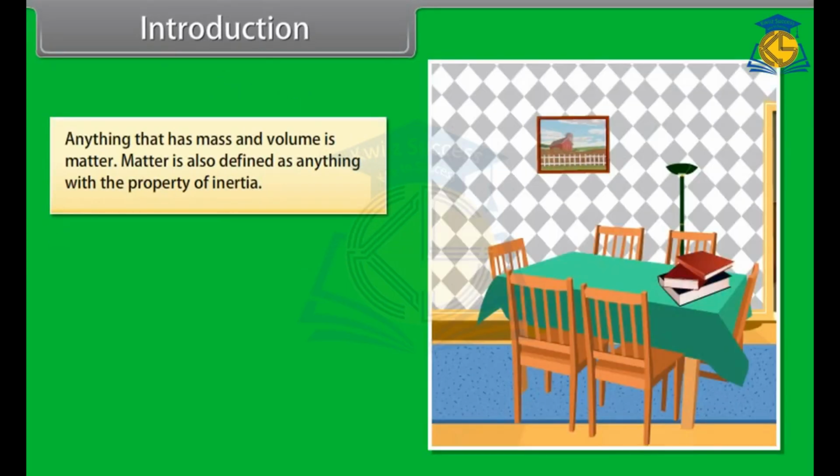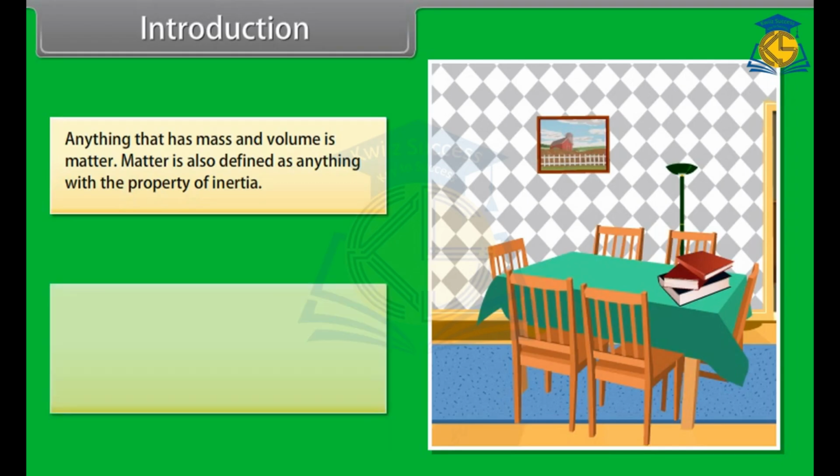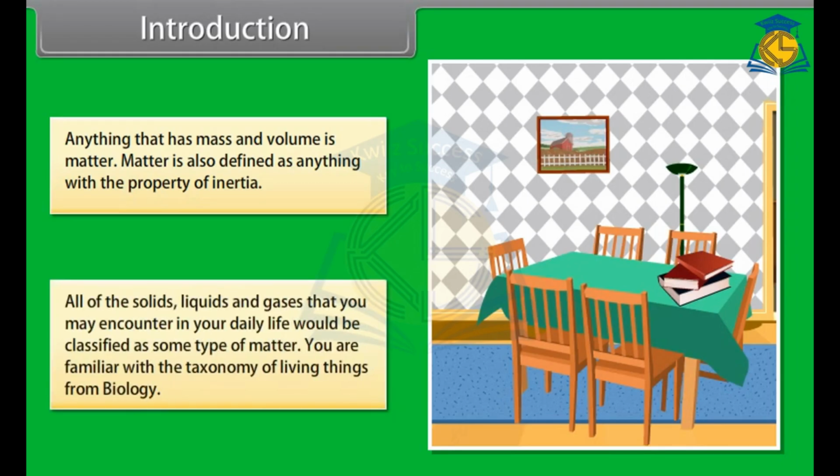Introduction. Anything that has mass and volume is matter. Matter is also defined as anything with the property of inertia. All of the solids, liquids and gases that you may encounter in your daily life would be classified as some type of matter. You are familiar with the taxonomy of living things from biology.